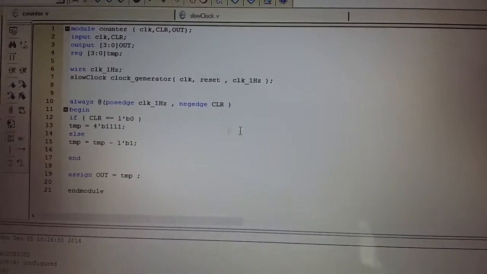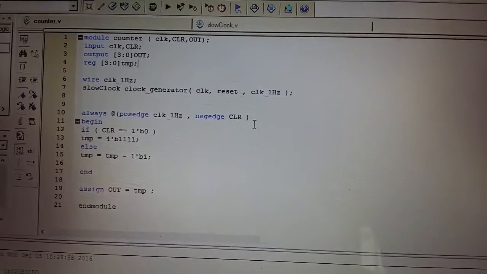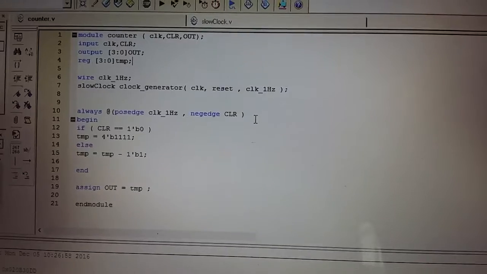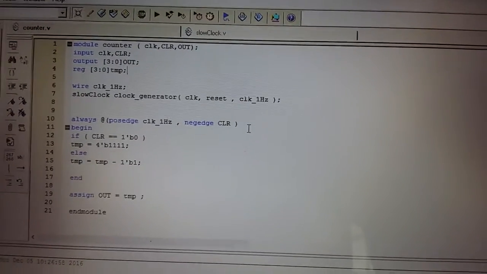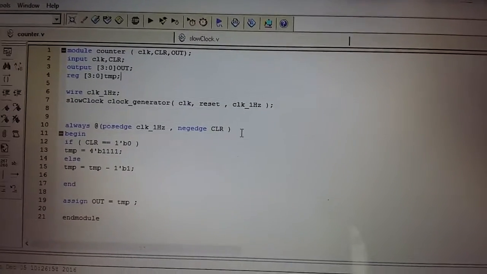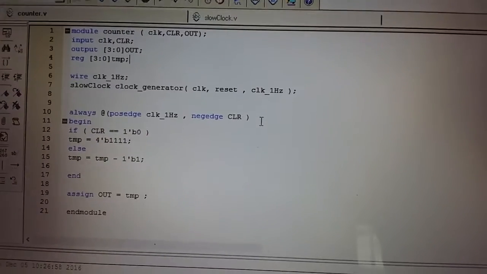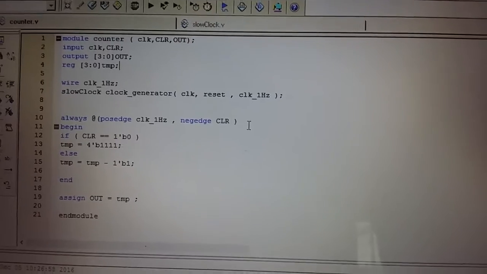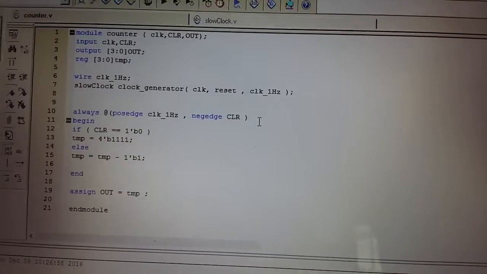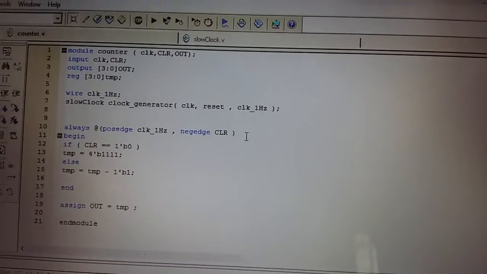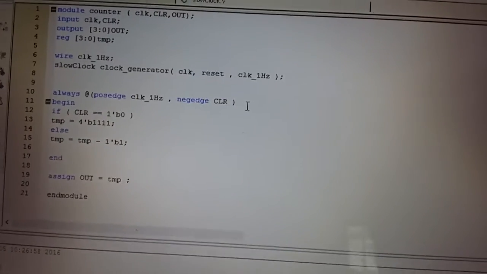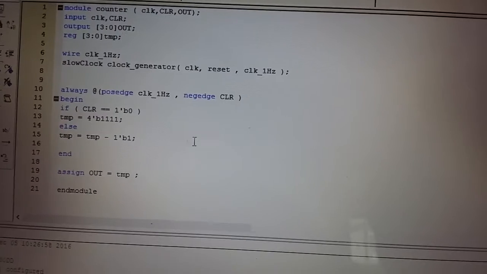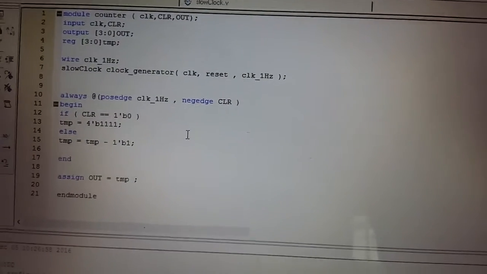So go back there. In the always block of our counter, we assign clock as positive edge and clear as negative edge. So when our clear equals 0, our output will straight away clear to 1111 as the original. Else, our output will continue counting down when the clock triggers once. Every second will trigger once. This is all about our coding.